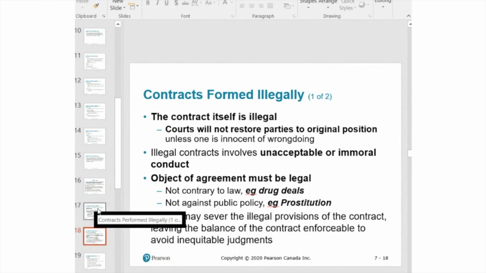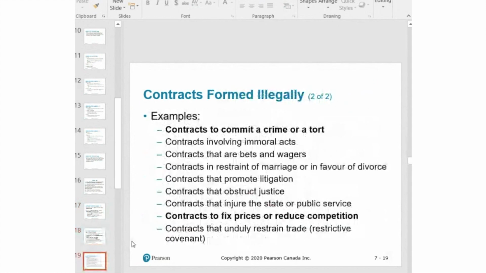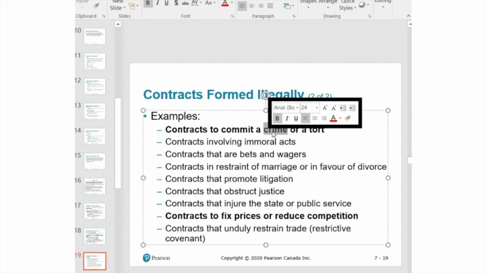By the way, let me give you other examples here. A contract to commit a crime. Let's say you don't like your neighbor and you hire a professional killer to kill your neighbor. That contract is illegal. Courts will not help you, nor will they help the professional killer if there are any issues in the contract.